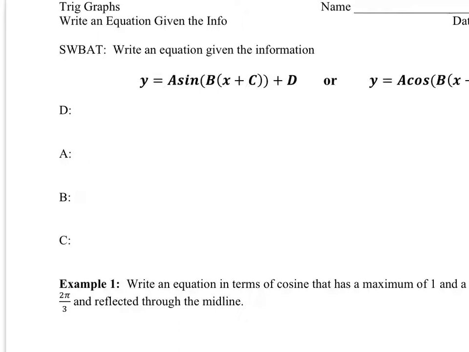D is our midline. It's our vertical shift. It's always the max plus the min divided by 2. So if you find your range, or you know your max and your min, you add them and divide by 2.